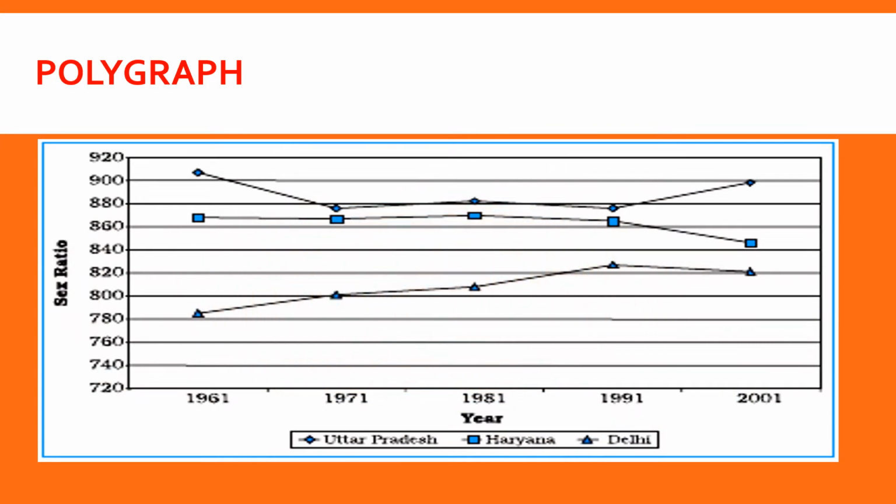Okay, so this is an example of a polygraph. We have the sex ratio and the year. Of course, we have different years, for example in Uttar Pradesh, Haryana, and Delhi.